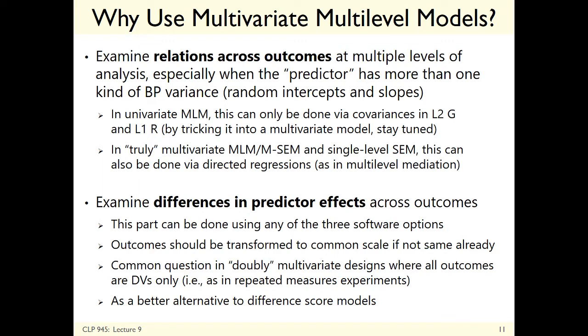If you want to phrase that as mediation, you can do that. So any kind of associations, regressions among the different variance components would be a reason to do these models. The other one is to examine differences in the effects of predictors. So that was the example that I started with.